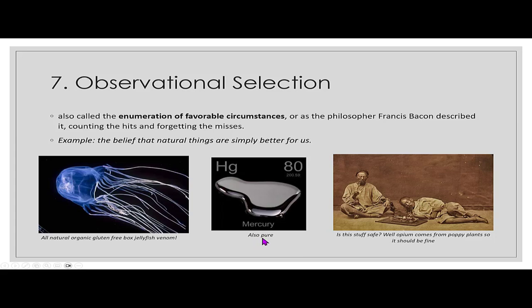Mercury is a natural thing. It's also very, very pure, and it causes brain damage and causes us to go crazy if we have it in our systems. All natural, organic, gluten-free box jellyfish venom. So a lot of animals have venom, and these venoms and toxins are very bad for us, but they are fully natural. And then opium, which comes from the poppy plants and causes addiction, right, is not safe. Okay? So observational selection, you have to be careful of this too.